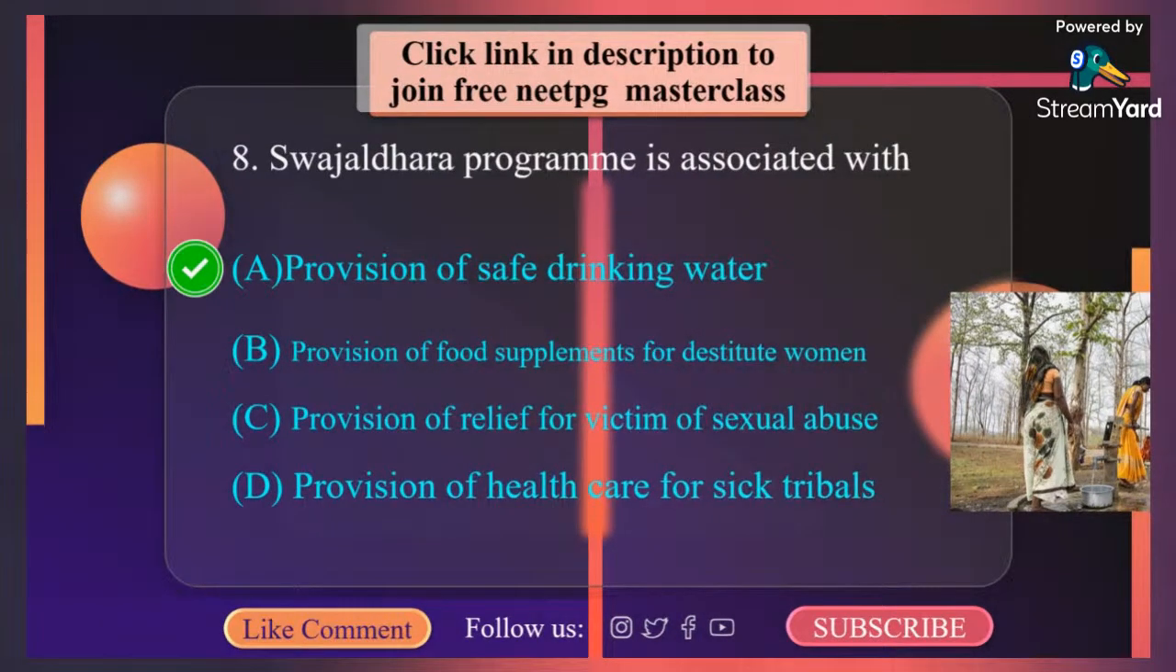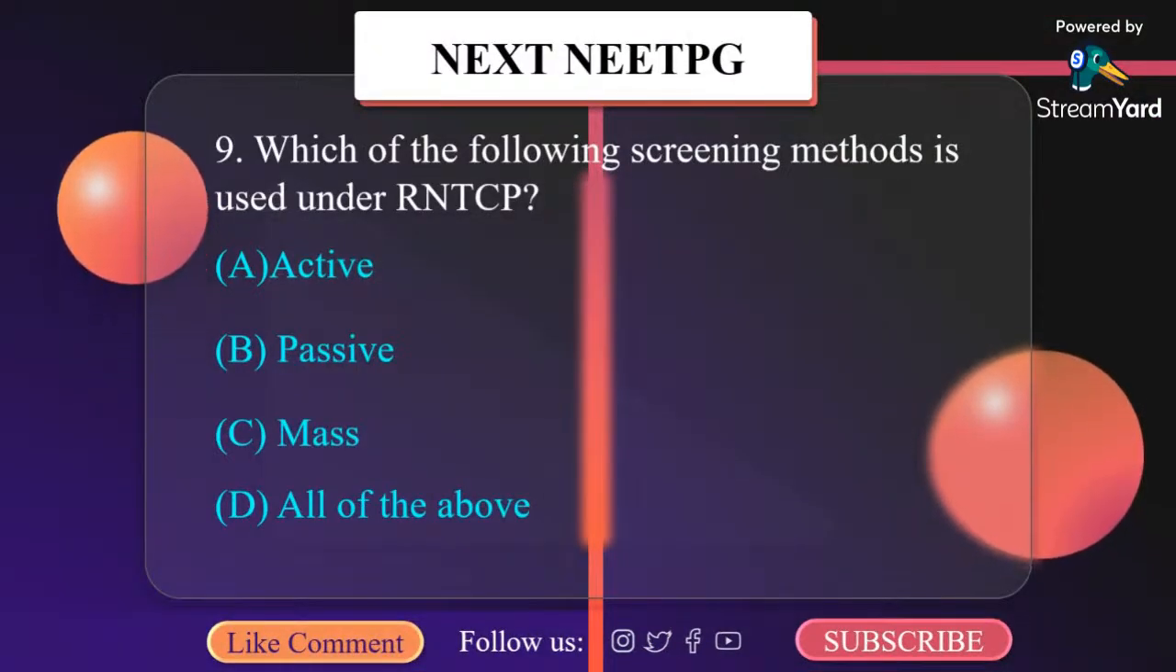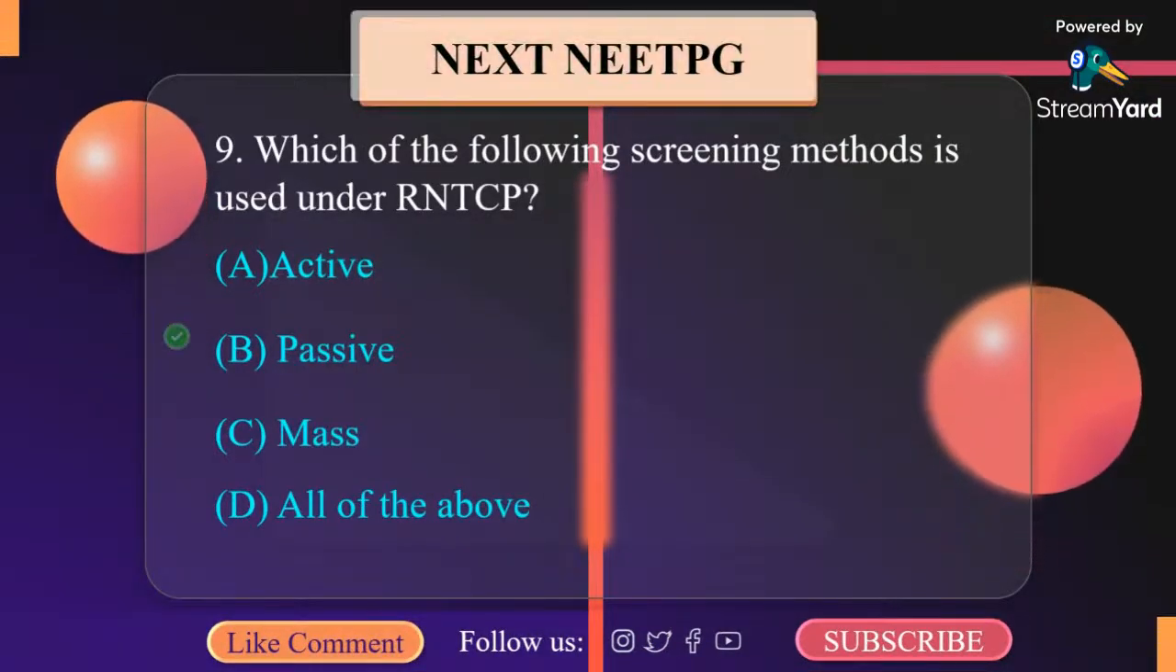Which of the following screening method is used under RNTCP? A. Active, B. Passive, C. Mass, D. All of the above. It is passive.